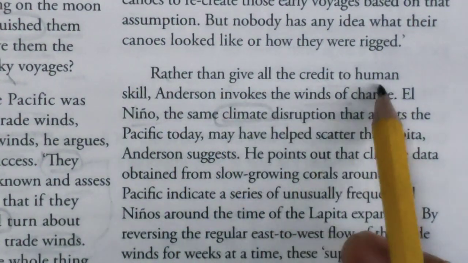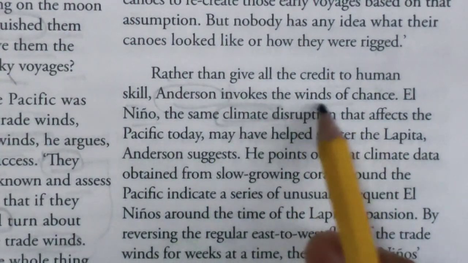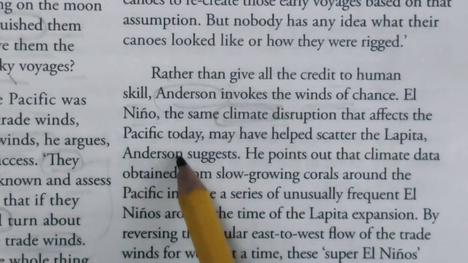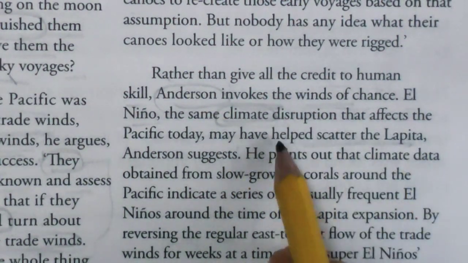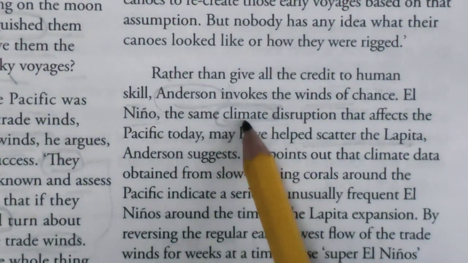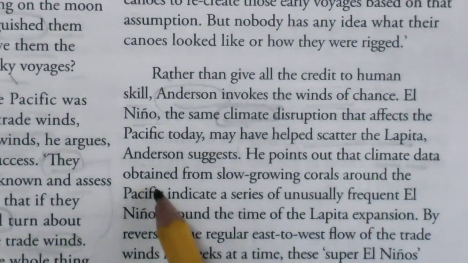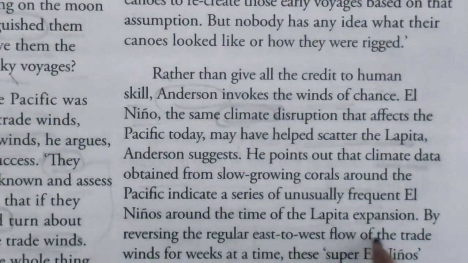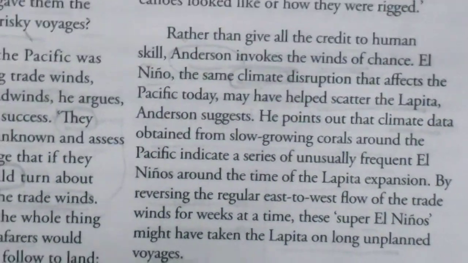Rather than give all the credit to human skill, Anderson invokes, Anderson, this researcher, the winds of chance. El Nino, the same climate disruption that affects the Pacific today, may help scatter the Lapita. Okay, climate. So no need to go further. Let's read if you want. He points out that climate data obtained from slow growing corals around the Pacific indicate a series of unusually frequent El Ninos around the time of Lapita expansion by reversing the regular flow of trade winds for weeks at a time. Ninos might have taken the Lapita on long unplanned voyages.